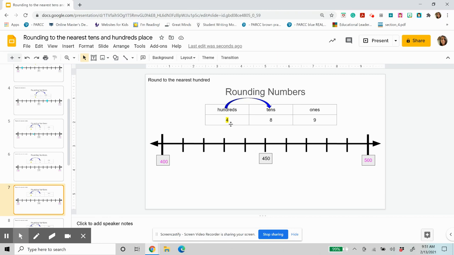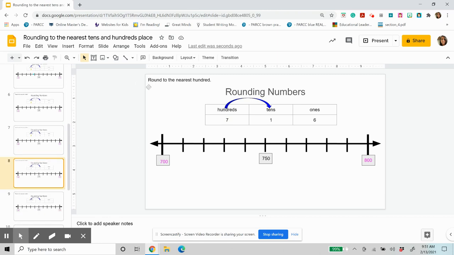So here, if we say 489, this is the number 8. Is 8 bigger than 5 or smaller than 5? It's bigger than 5, right? So that means we would round up. That means 489 is somewhere on this side of the number line, and it's closer to the 500. Okay.